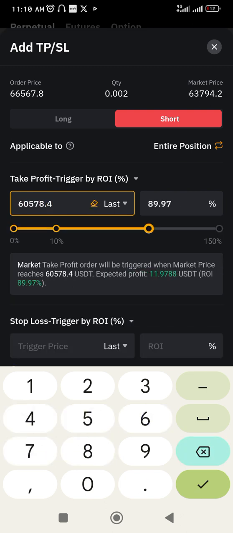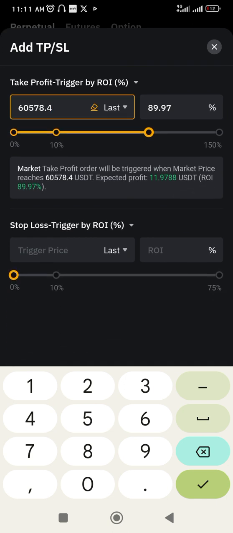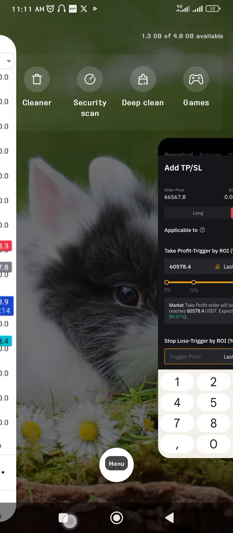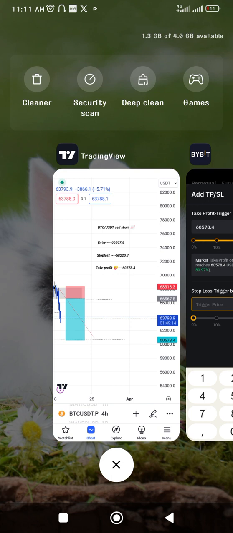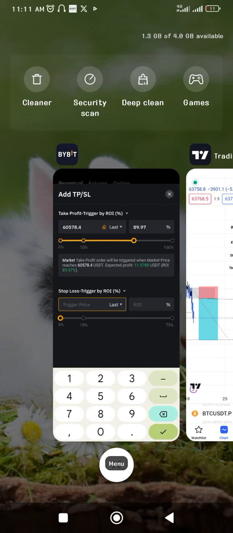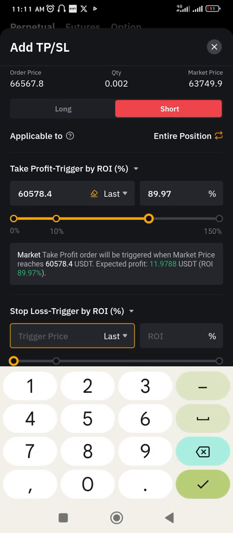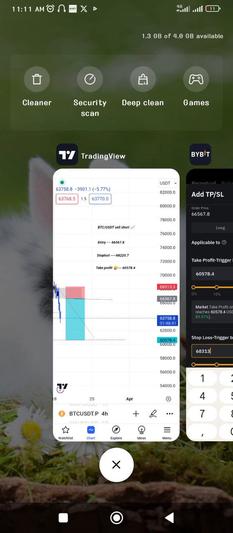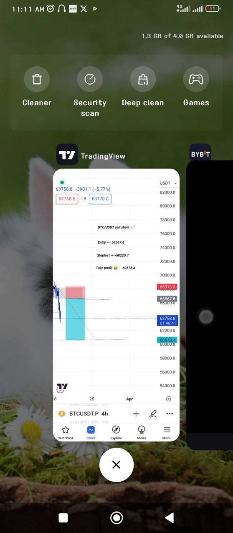6578.4. That will be the take profit price. And the stop loss, which is more important, is 68,000. Wait, let me see this. The stop loss is 68,313. I think I made a mistake on the real one there. 68,313.3.